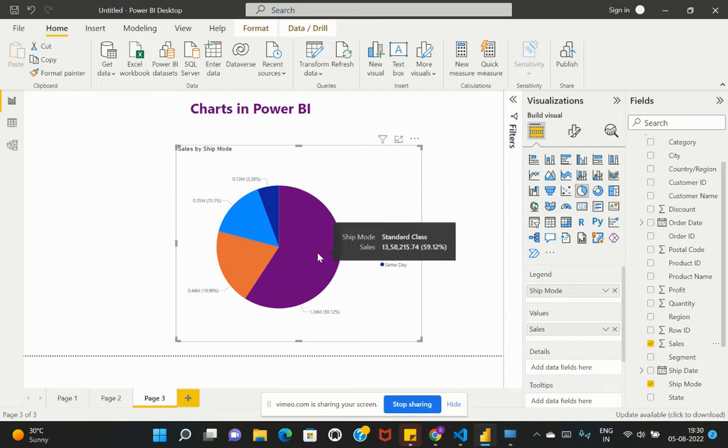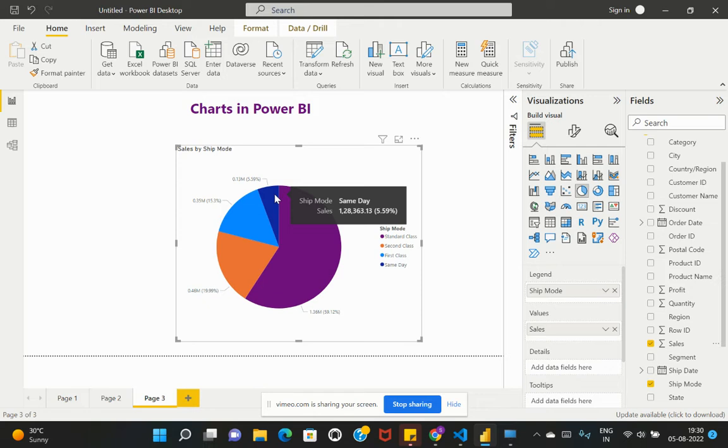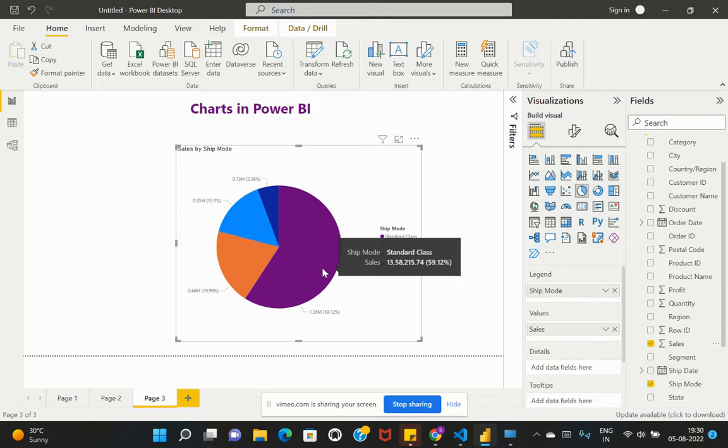So here for the standard class, the individual contribution is accommodating to around 59%, while the same day ship mode has got the least contribution when compared to the total contribution, right? So in this way, if you would like to look at the individual contribution to the whole, that's when you can choose the pie chart within Power BI.